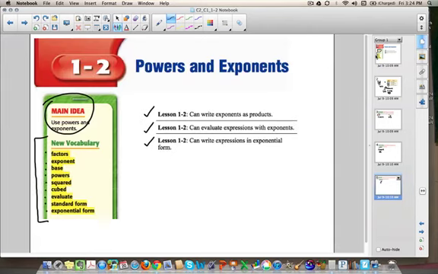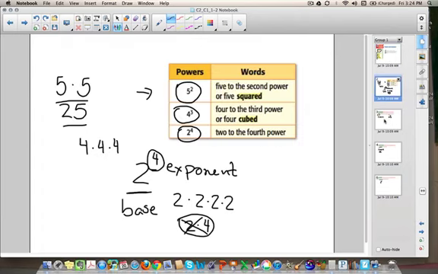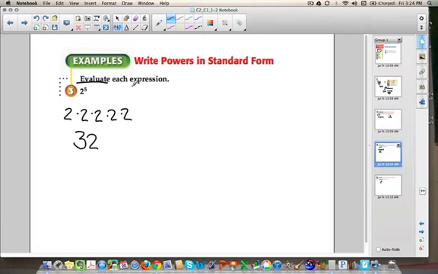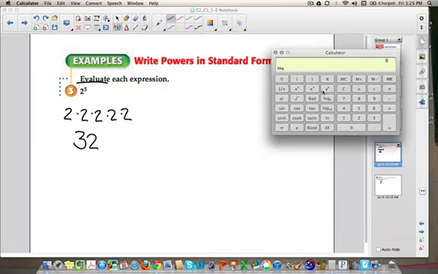And that's everything that you need to be able to know how to do for lesson 1-2. Write exponents as products, which is what we did here. 7 to the 5th power really means 7 times 7 times 7 times 7 times 7. We evaluated expressions, so in other words, we figured out what the value of 2 to the 5th power is, and 2 to the 5th power is 2 times 2 times 2 times 2 times 2. And I showed you how to use your calculator, the y to the x button, so we go 2, y to the x, 5, equals 32.